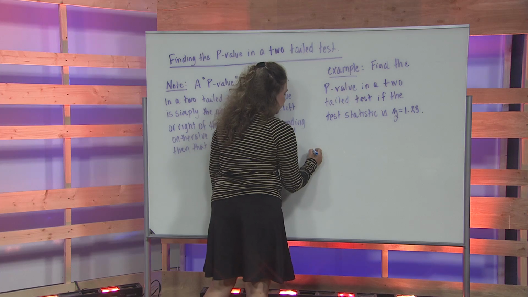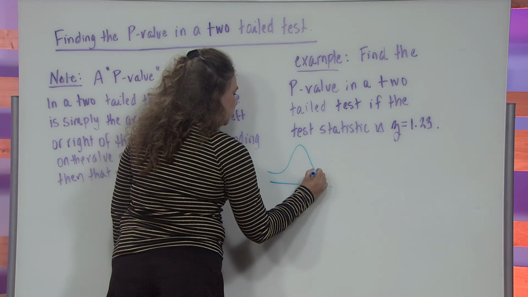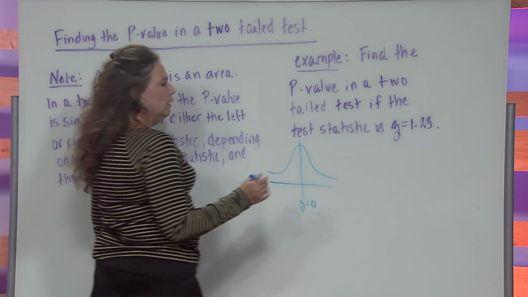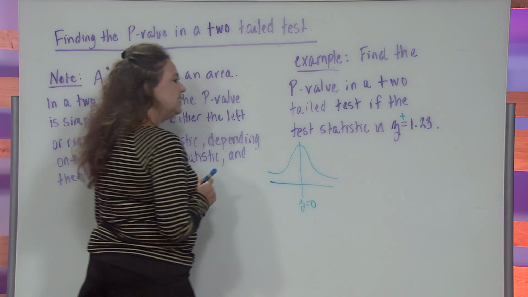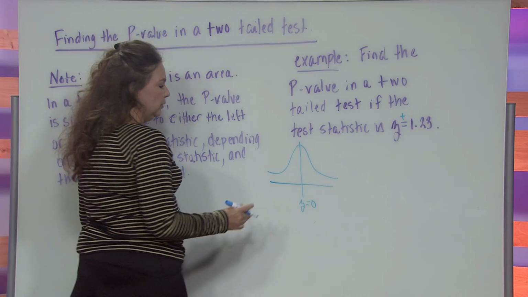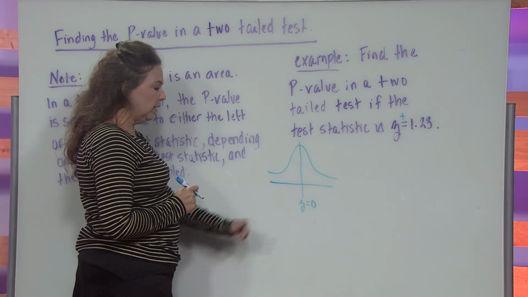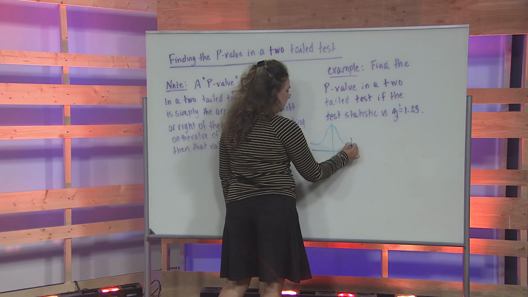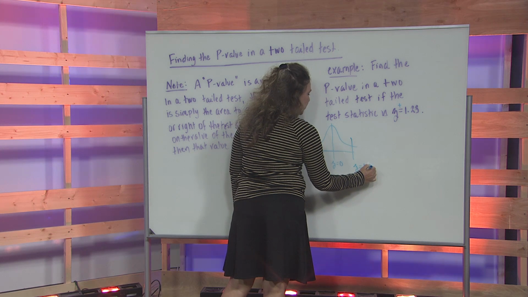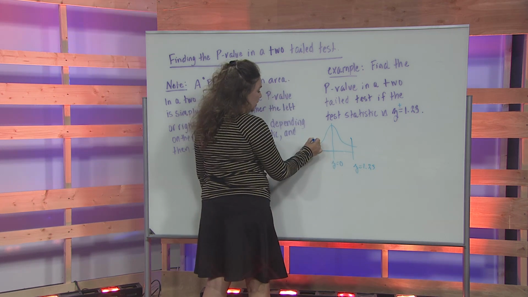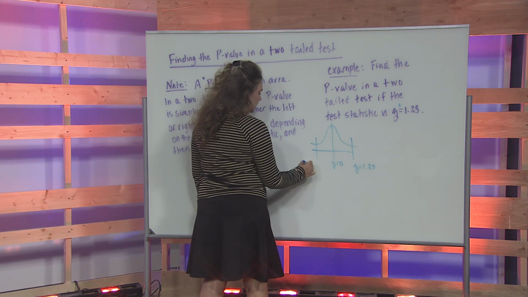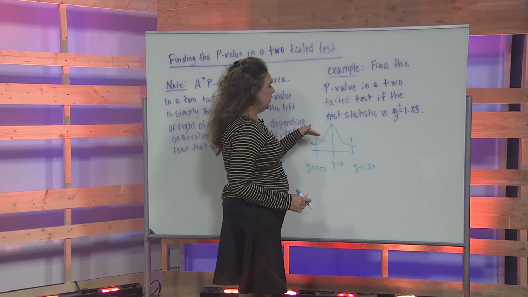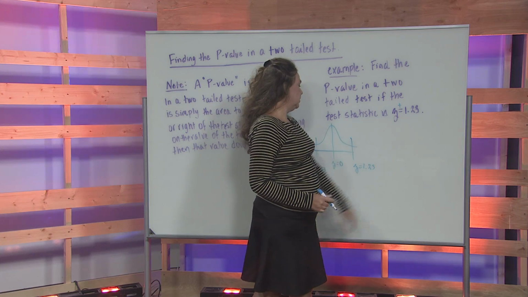I'm going to put a quick picture here of what's going on. So I have a normal distribution here. Right down the middle is z equal to 0. The value of the test statistic is z equal to 1.23. That's a positive value, so that's to the right of z equal to 0. Negative values are to the left of z equal to 0. So we have somewhere right here, z equal to 1.23. Down here would be a negative value, z equal to negative 1.23. So it's a two-tailed test, and the test statistic is a positive value.